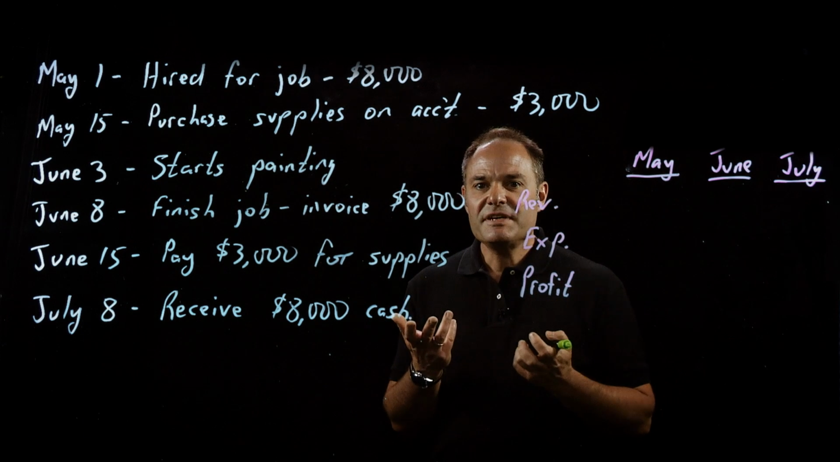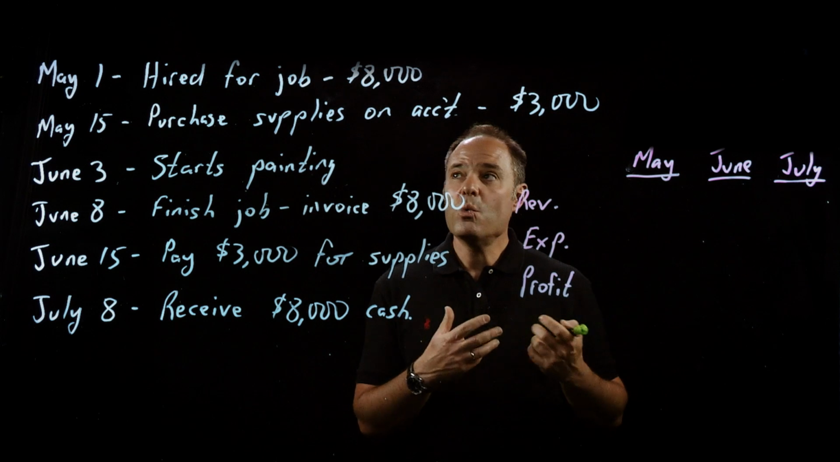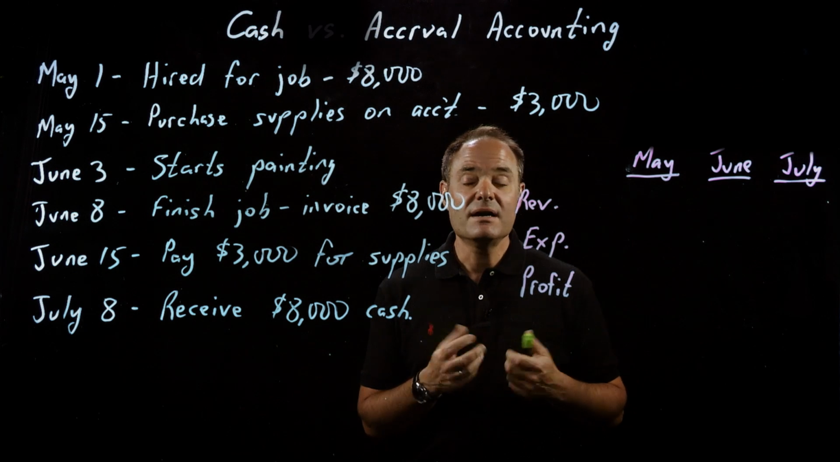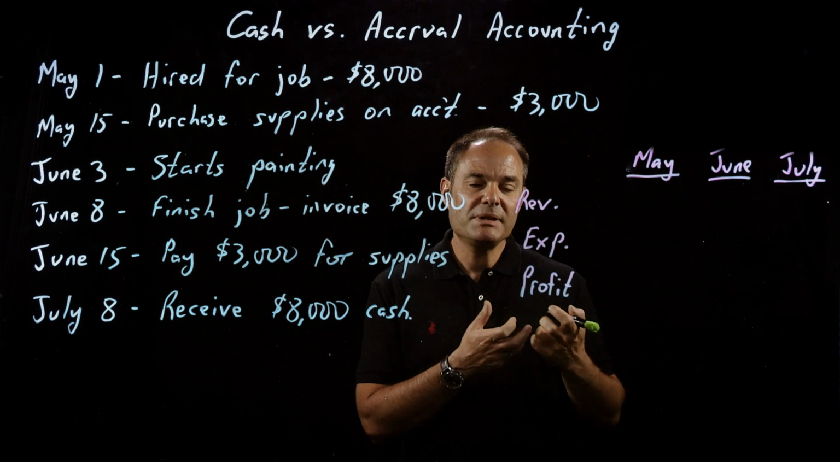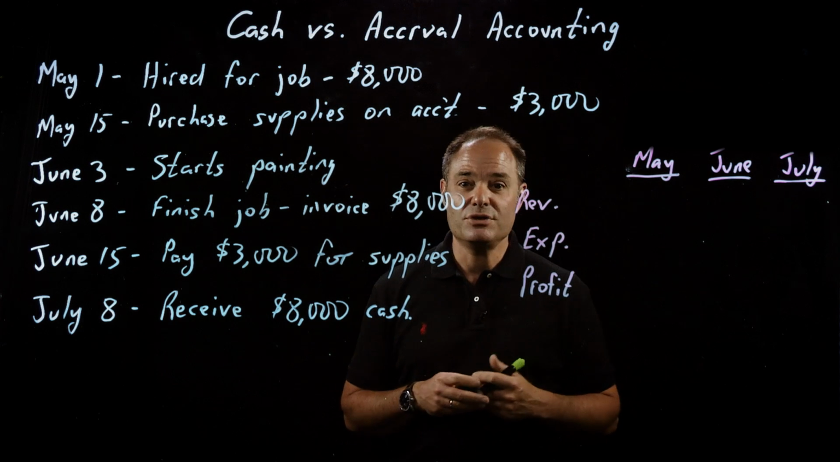What we're going to do in this video is take a look at the difference between two different systems of accounting. One is referred to as cash accounting, and the other is referred to as accrual accounting. Accounting, the whole purpose for doing this is to tell a story, to explain to people what's going on in a company, both internal users and external users.